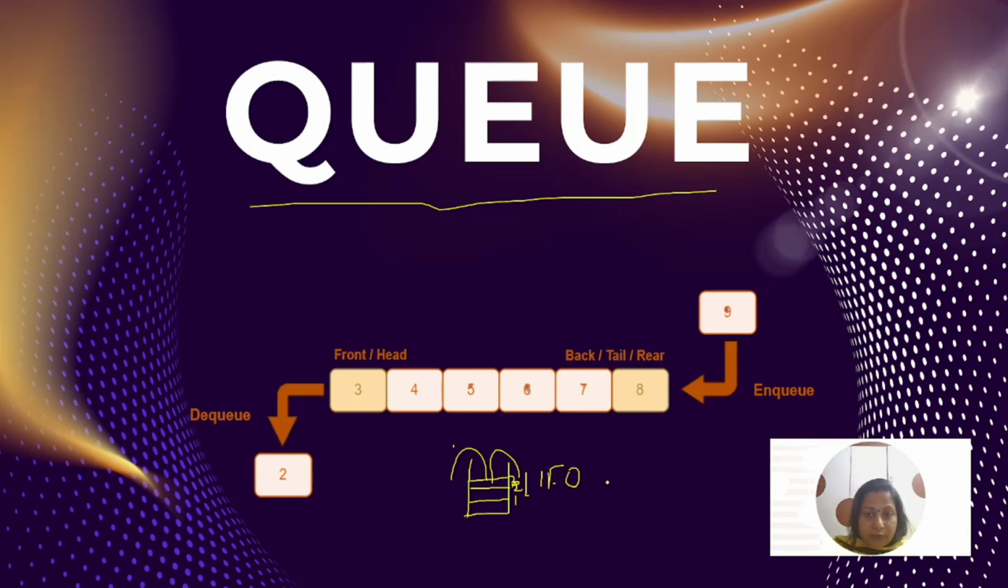So I just want to revise the meaning of push and pop. Push is nothing but adding an element to the stack and pop is nothing but removing an element from the stack. In the same way, if you take the queue concept here, you can see the queue here. This is what the queue will look like.